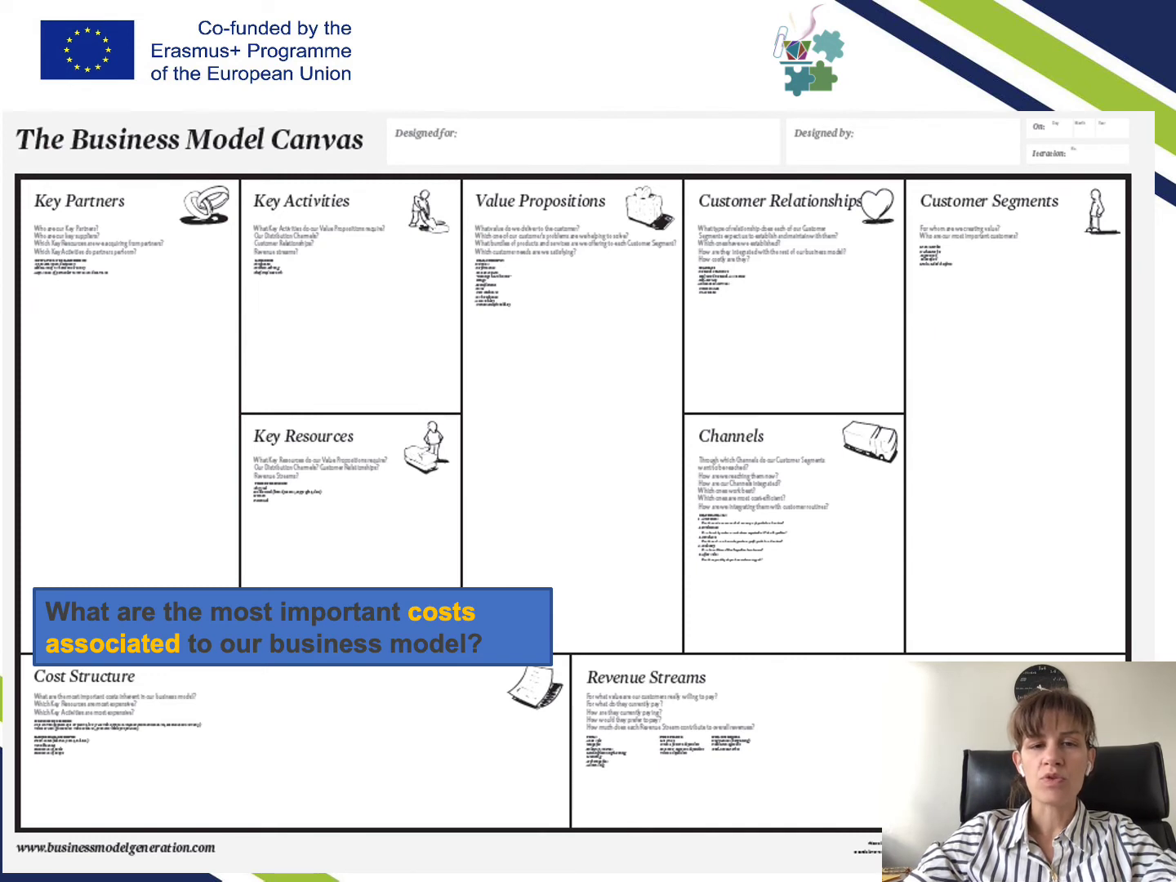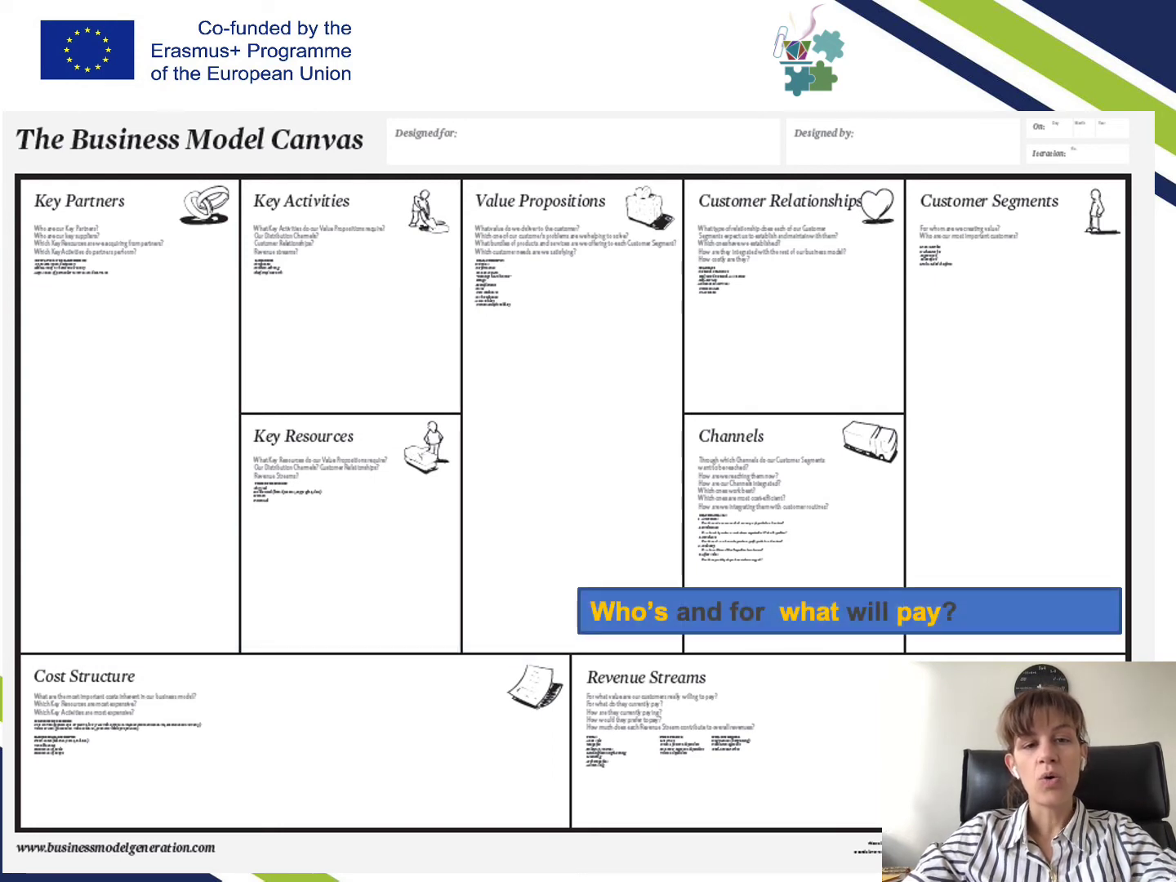Who are our most important customers for which we create value? And what are the most important costs associated to our business model? Who is going to pay, and for what?